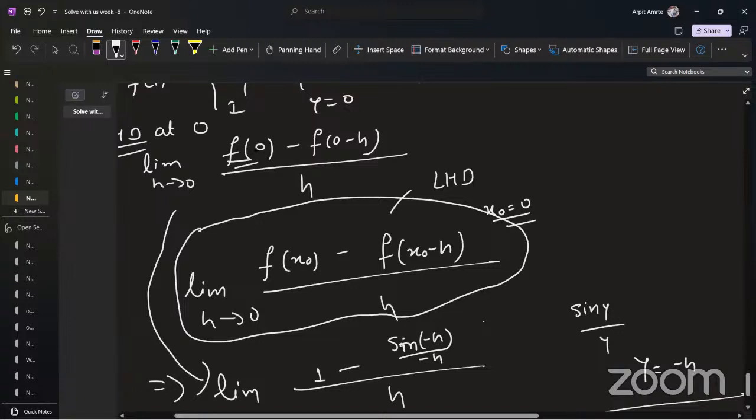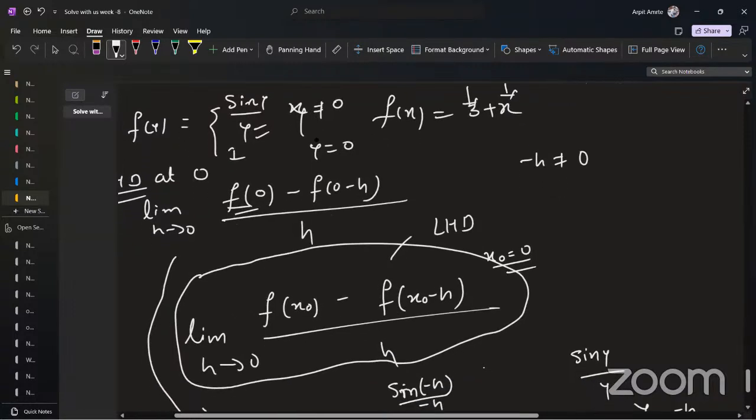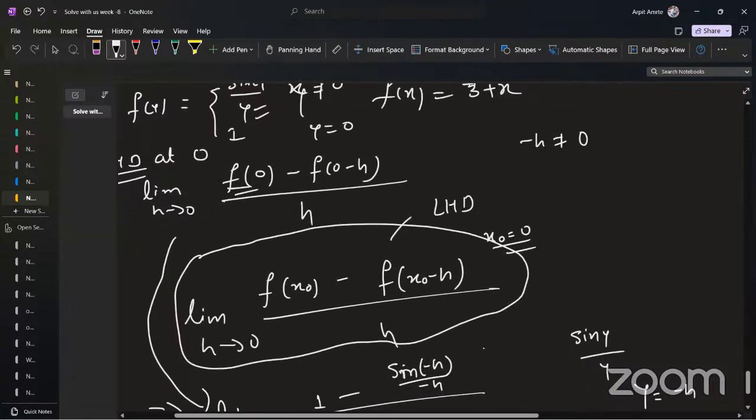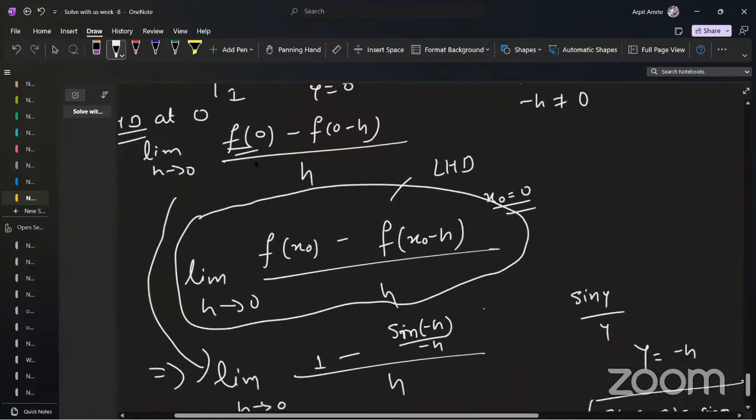So this is basically what? f of 0 minus f of minus h divided by h. Okay. 0 minus h is nothing but minus h only. So minus h is not equal to 0, so we need to go with this definition. Okay. Yes, sir. Here it's becoming 0, but it's not equal to 0. Both are different. Okay.